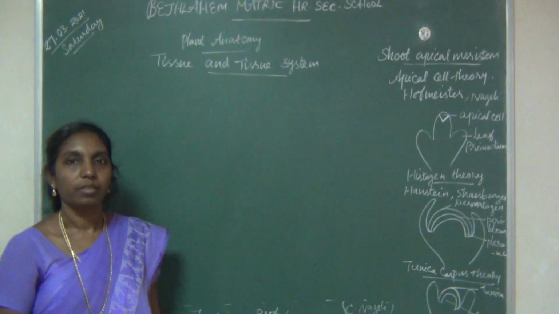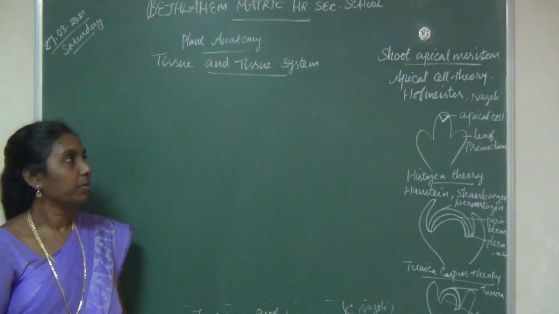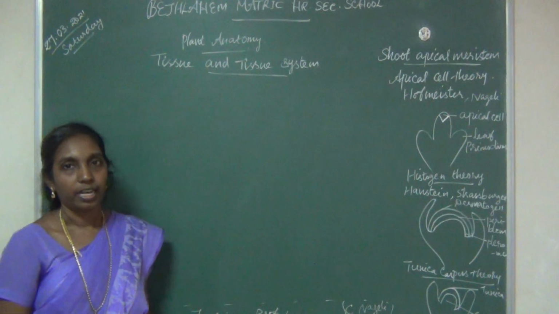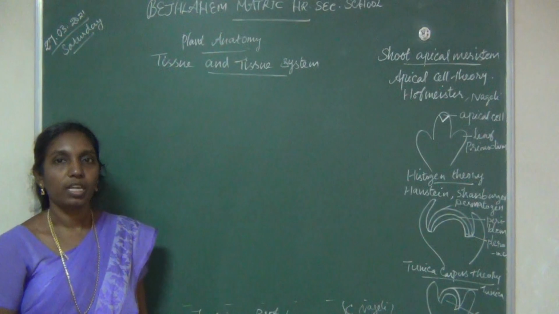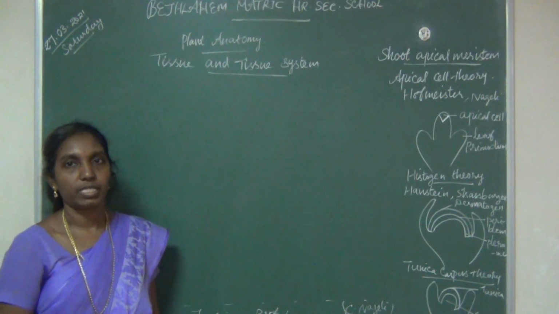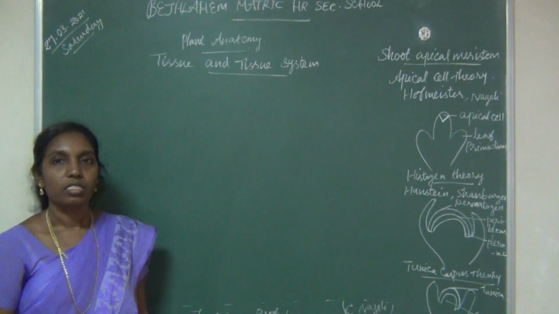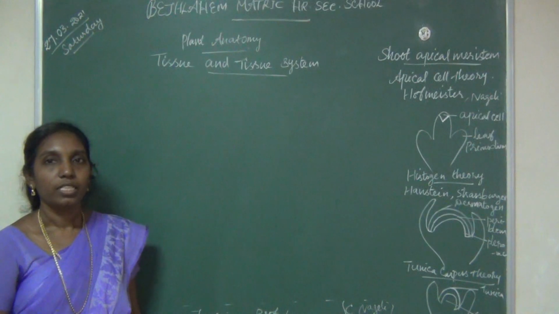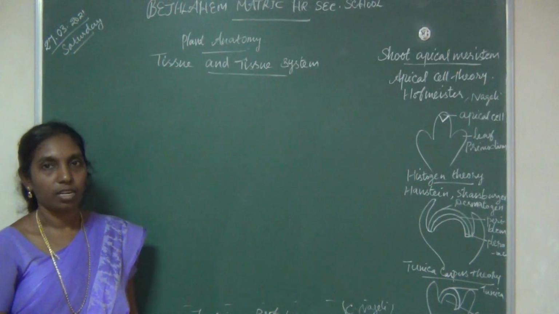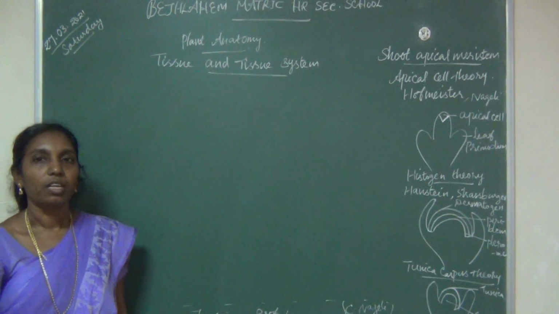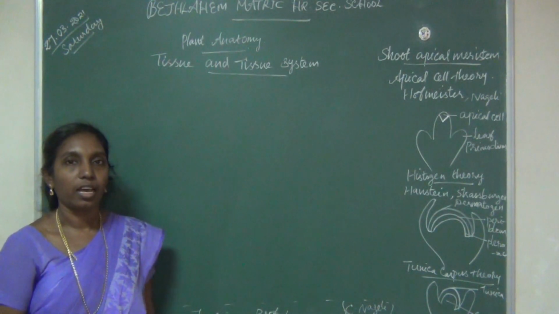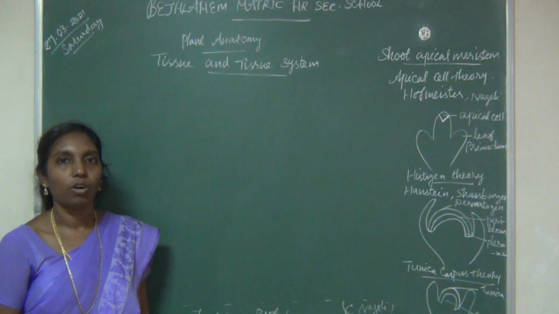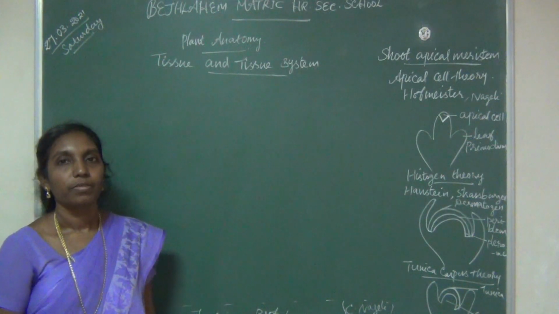Good morning, students. Let's move to the next chapter, plant anatomy. Here you are going to study tissues and tissue systems. You know what a tissue is? Before that, you studied about the cell. What is a cell, or define cell? Cell is the structural and functional unit of all living organisms.